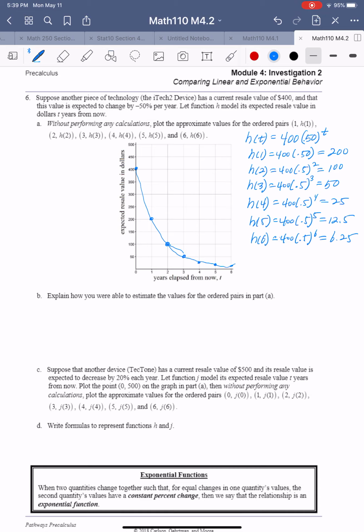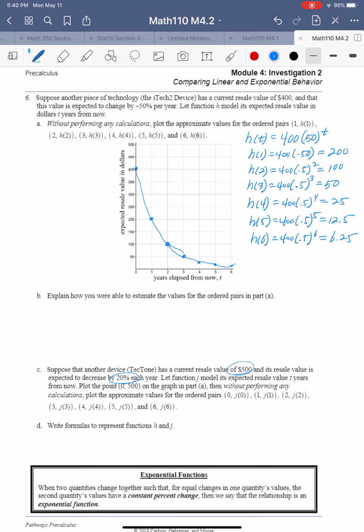For letter B, explain how you were able to estimate the value of the ordered pairs. We need to explain the relationship between the percent change and the percent that remains after t changes by 1. Now there's another device we can think about, whose original price was $500 and then decreased by 20%. So we need to plot the approximate points to find out.